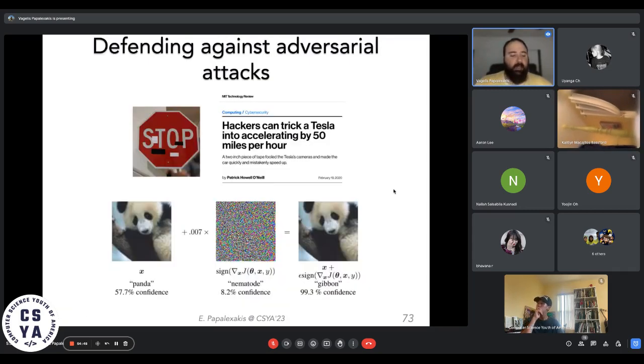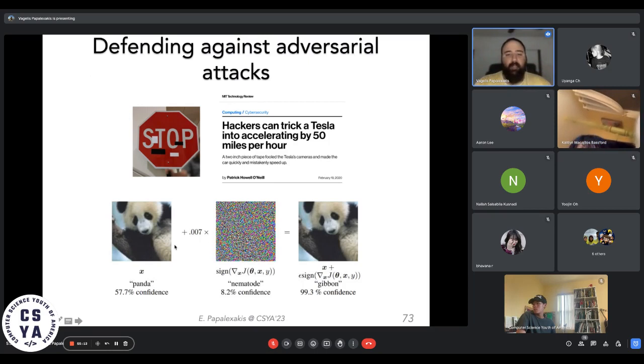Last but not least, and then I'm going to stop in a couple of minutes, is that okay? Adversarial attacks. You've probably seen this picture. This is a panda, and your AI says it's a panda, but then you add a little bit of noise, and your AI freaks out and says, no, it's a gibbon.